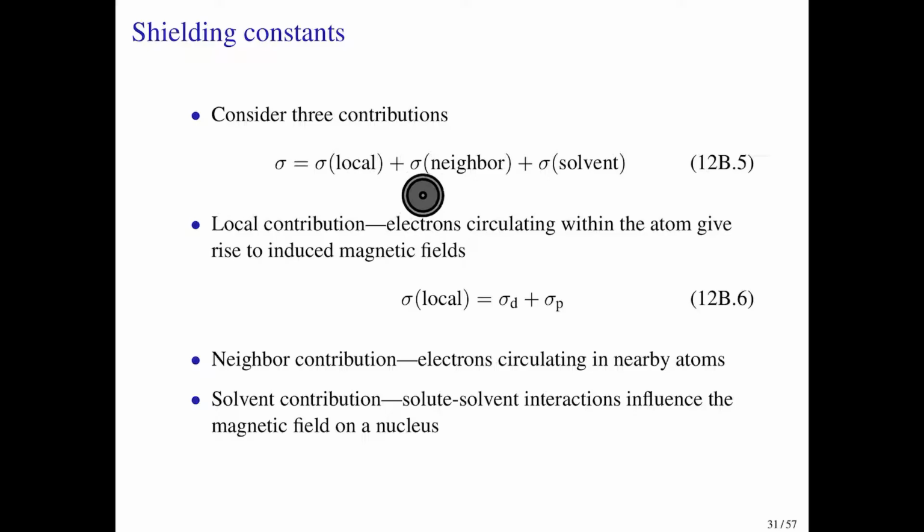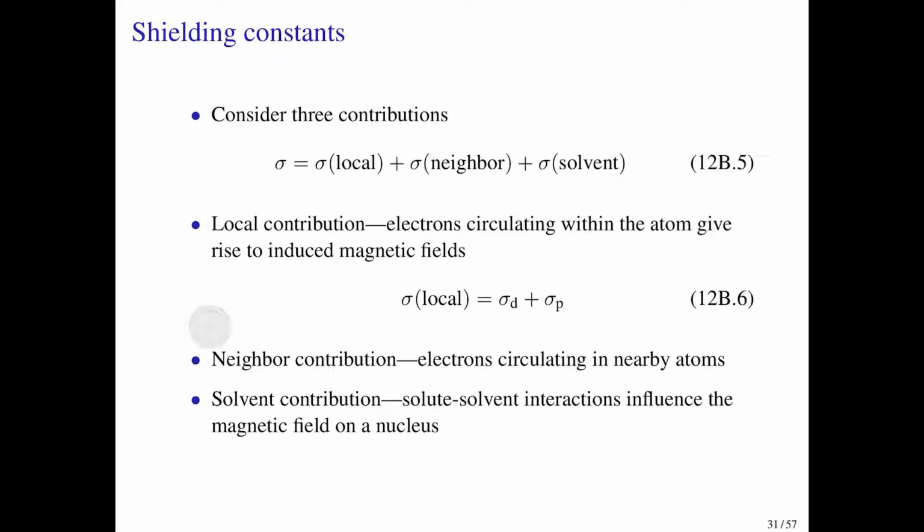There's a second contribution coming from neighboring atoms. So let's say you have a nucleus of interest, and then there are neighboring atoms. The external magnetic field causes electrons within those neighboring atoms to circulate. That also can cause shielding or deshielding on the nuclei of interest.